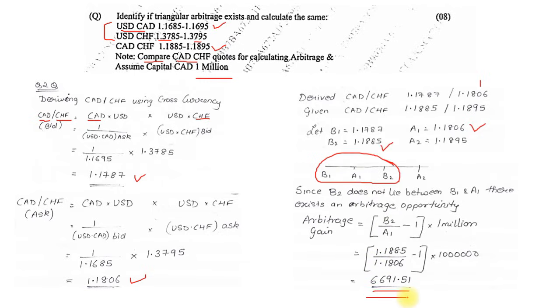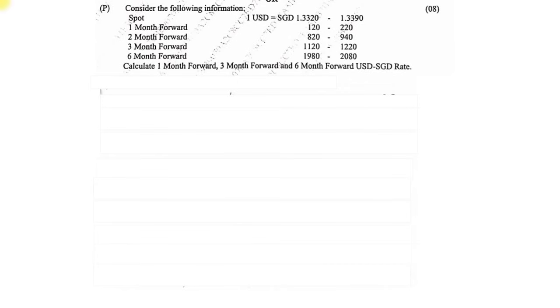So we have got an arbitrage gain of 6691.51 CAD on a capital investment of 1 million CAD. This was the second sum, based on question number 2Q, which was based on 3-point arbitrage and cross currency. I hope you all have understood this. Now, this was question number 2. Let us see what the next question is, question number 3.